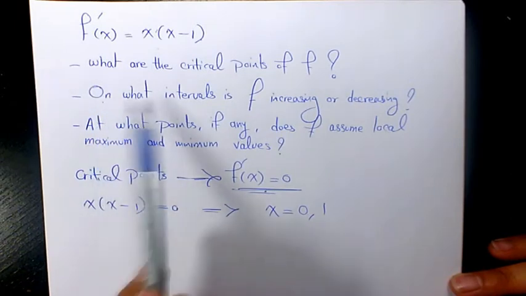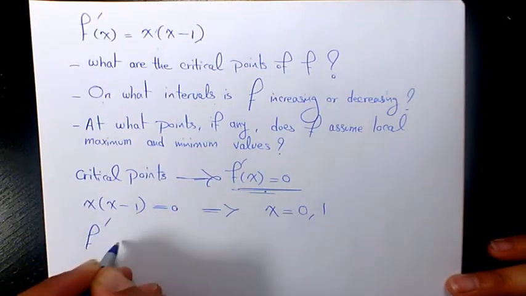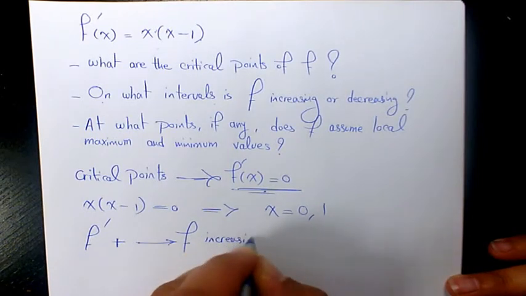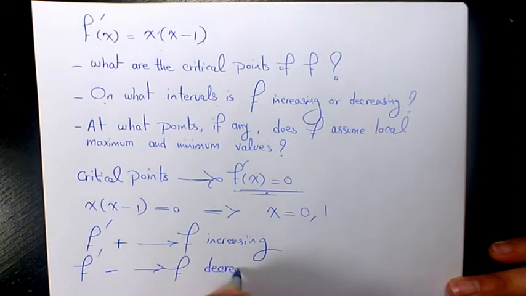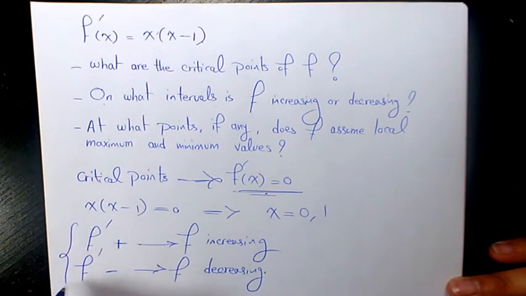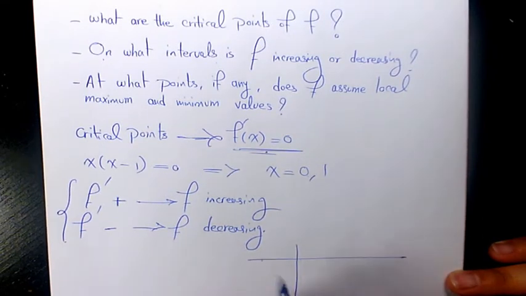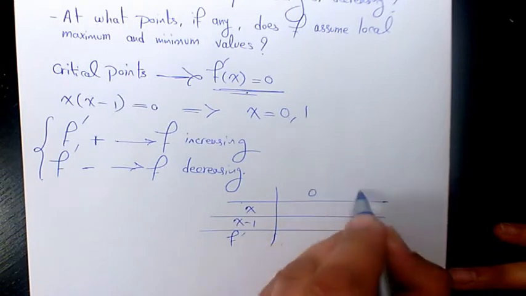And the second part asks on what intervals f is increasing or decreasing. We know when f prime is positive, the function is increasing, and whenever f prime is negative, f is decreasing. So we have 0 and 1. I'm going to make it like this. Here we have x, here we have x minus 1, and the multiplication of them is going to be f prime. And on this side we have 0 and 1.